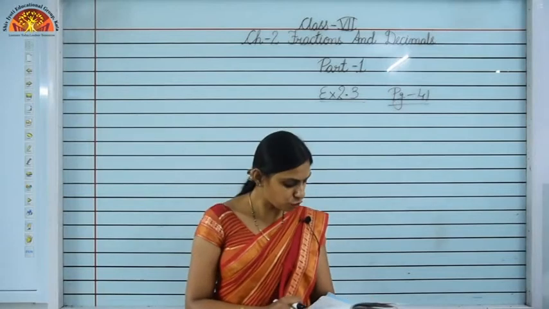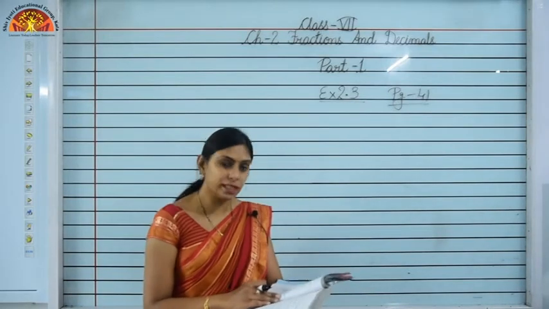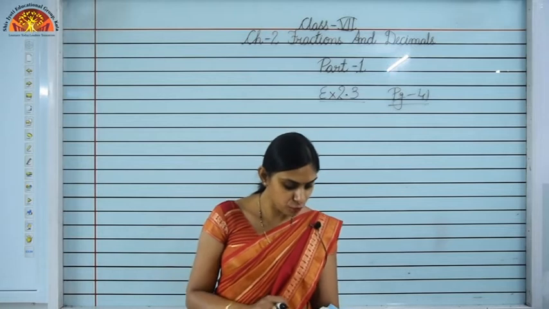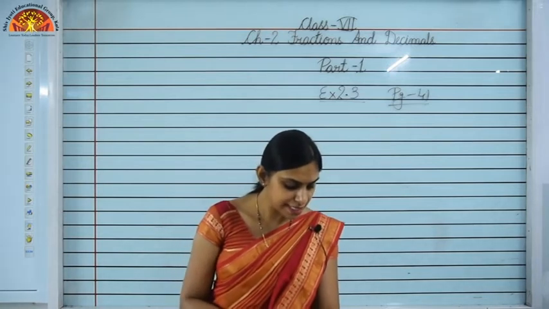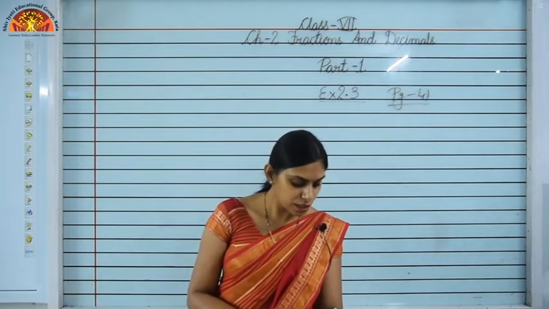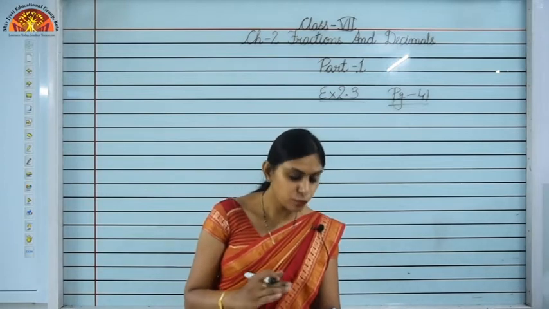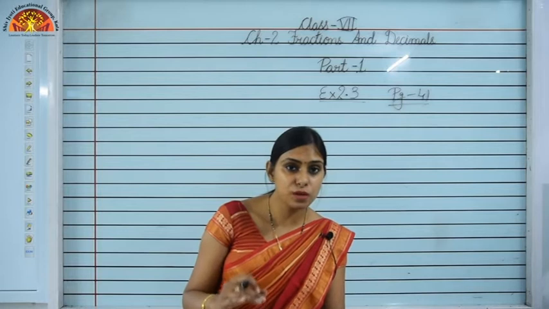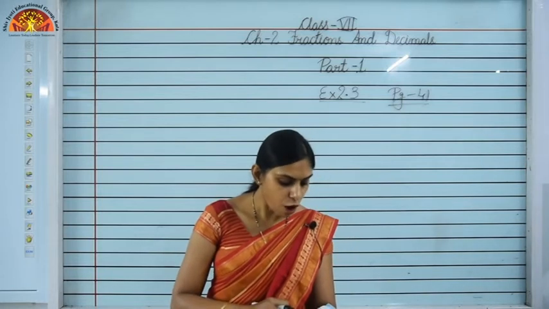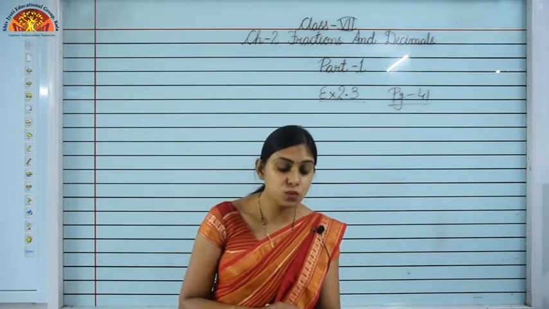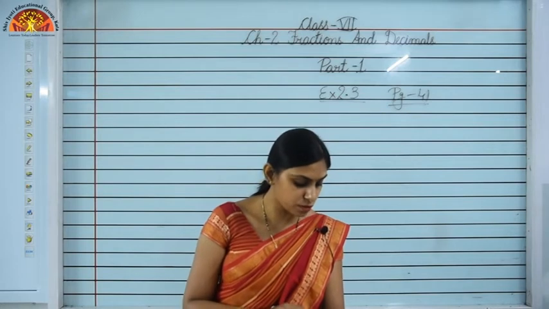Now children, we will do question number 7 of exercise 2.3. So just go through the question. What is given? A car runs 16 kilometers using 1 liter of petrol. So what is the run of the car in 1 liter of petrol? That is, it travels 16 kilometers. Now how much distance will it cover using 3/4 liters of petrol?